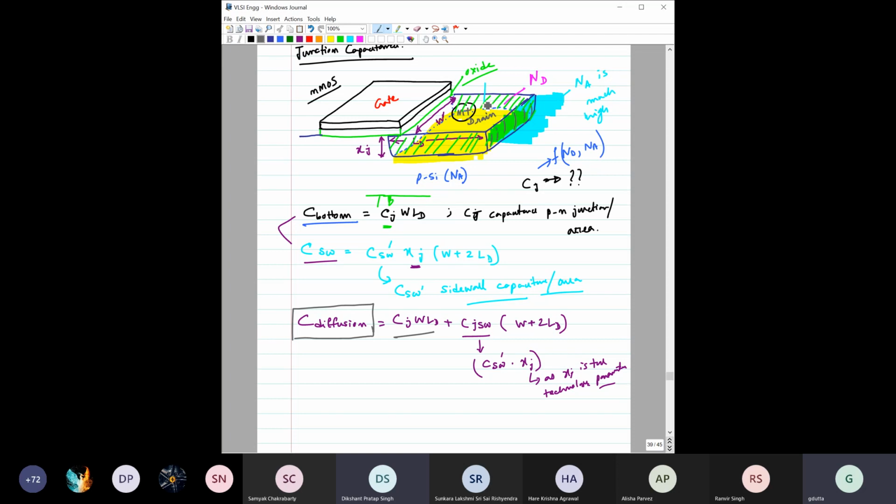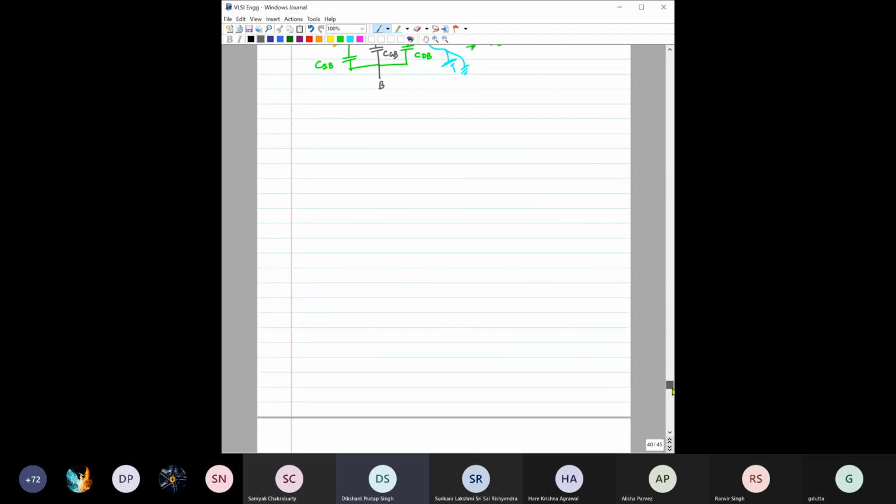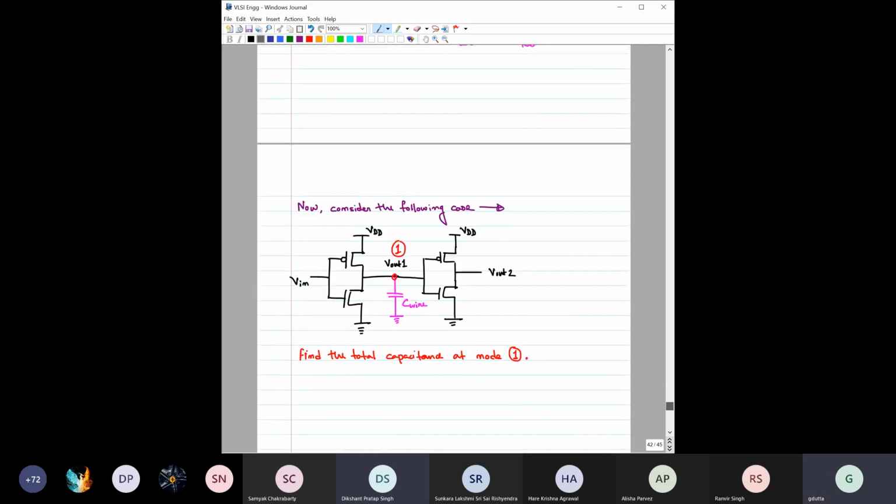So in that context, the reason behind this is again some approximation. Compared to this width, this LD value, this diffusion region length, is lower. As a result, this other contribution would be more compared to this contribution. So for the latter case, this part has been neglected. Okay, got it, sir. Very good observation, very good.